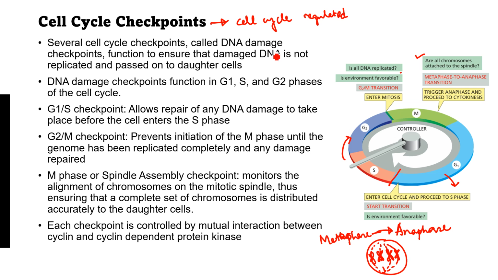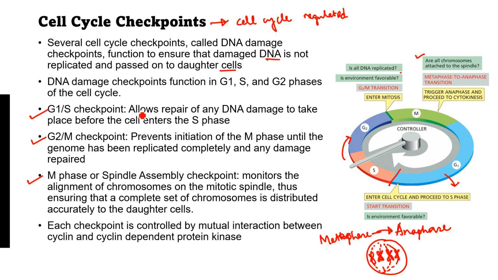So there are several checkpoints present in different phases of the cell cycle. Okay. A lot of details can be found in different books, in Alberts and other standard books, but just the basics are required for this course. So there are several cell cycle checkpoints called DNA damage checkpoints, which function to ensure that damaged DNA is not replicated and passed on to the daughter cell. So there are basically three main checkpoints. One is the G1S checkpoint, second is the G2M checkpoint, and another is the M phase checkpoint.